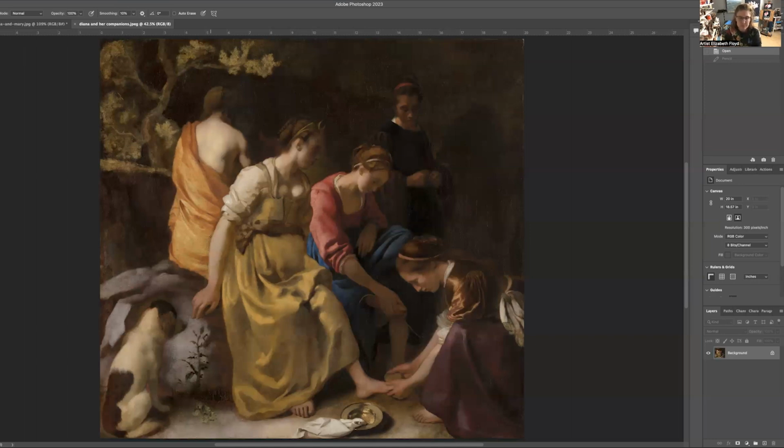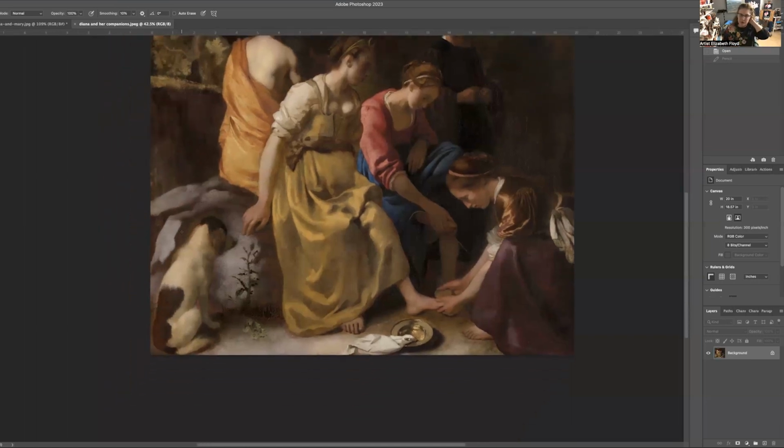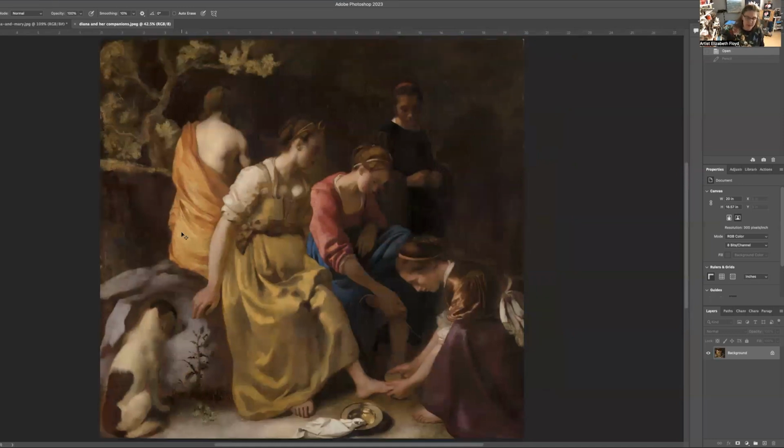Instead, this one is a more quiet, meditative painting of Diana being washed, her feet being sponged off by one of her attendants. It's very quiet and very sedate, and there's a lot more chastity, or not as much skin is being shown, and it is a beautiful painting.